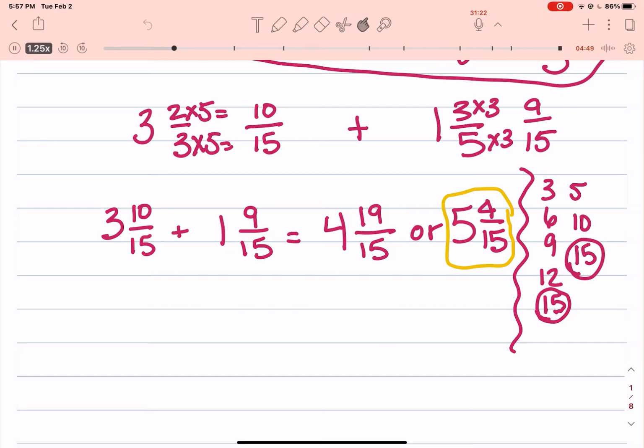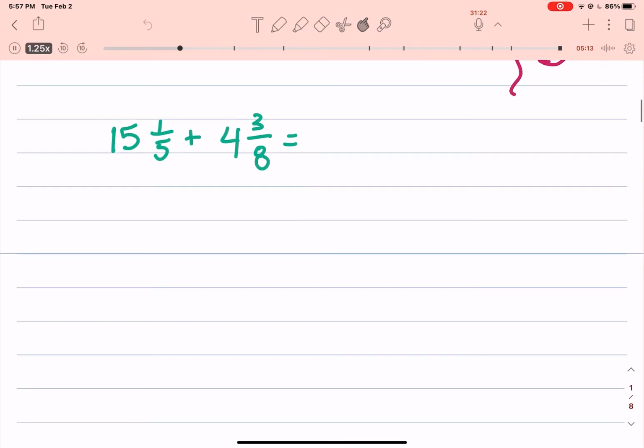All right, let's do one more practice, straight up numbers. Now, let's do a little bit of estimation. We can think of 15 and 1/5 as less than 15 and a half. And we can see that 4 3/8 is less than 4 1/2. So when we add those, we end up with 20. So we know our answer has to be less than 20.